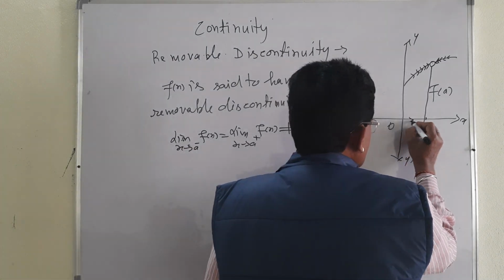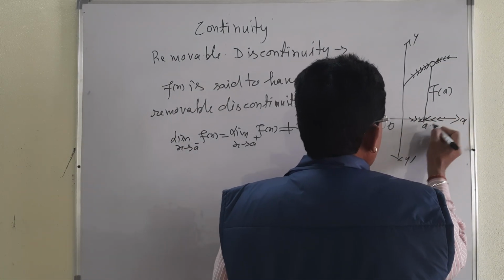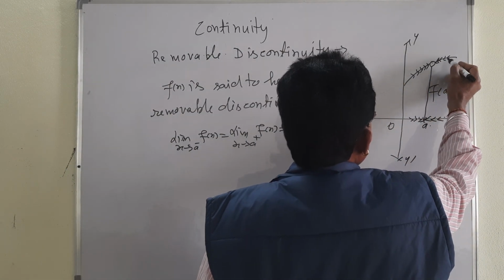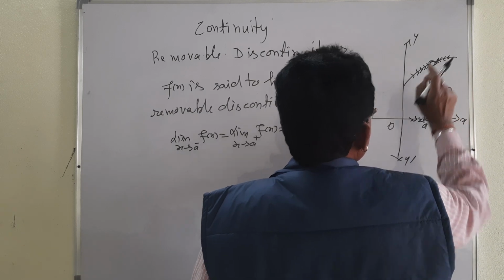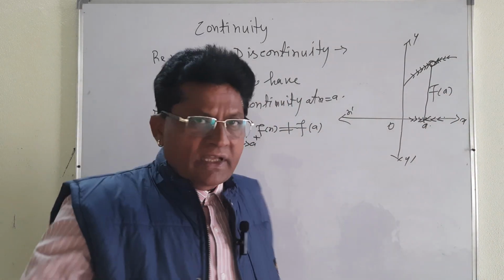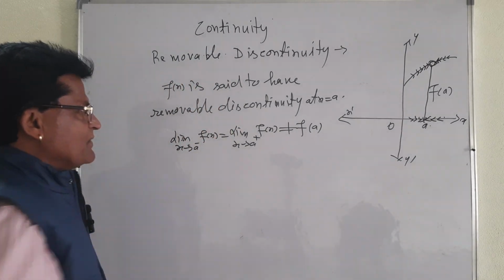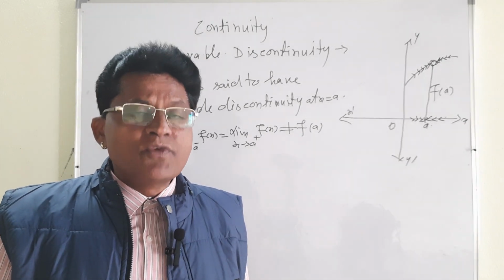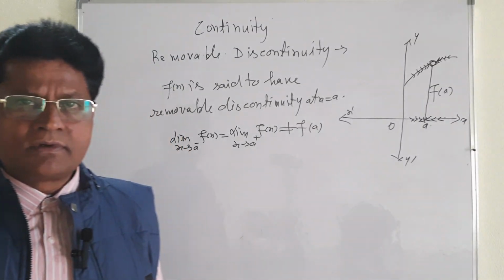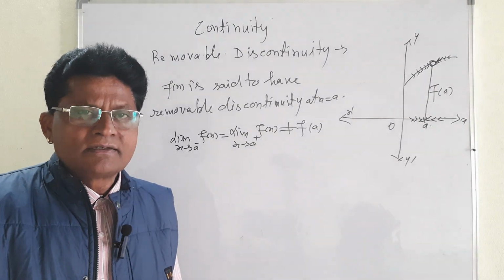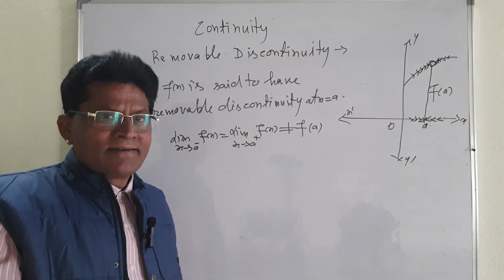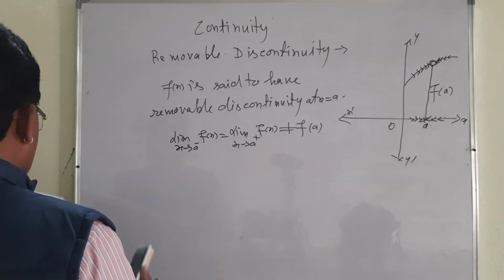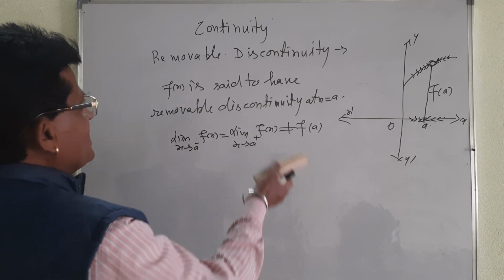The left hand limit is equal to the right hand limit at this particular point, but it is not equal to f(a). This is open. Open means it is not equal to f(a). If such a thing arises, then it is a removable discontinuity. You can remove it: after redefining the function value at that point, the function will be continuous. Let me take a question related to this one, and you will automatically understand.